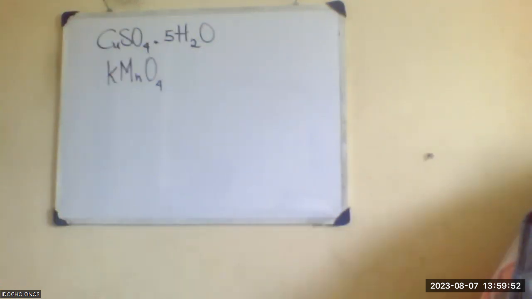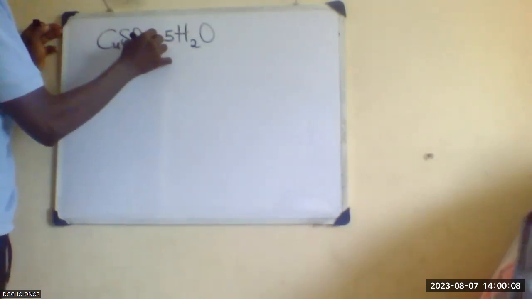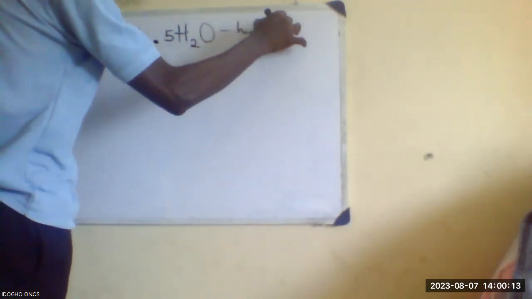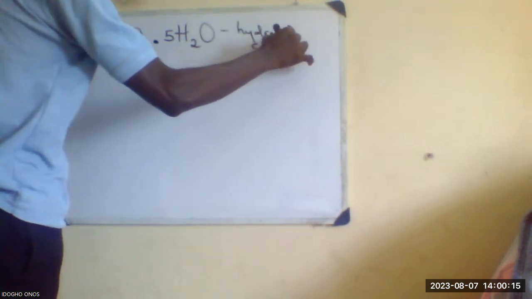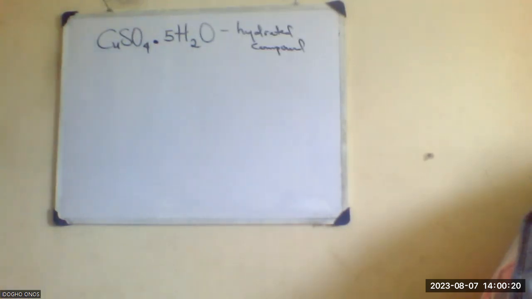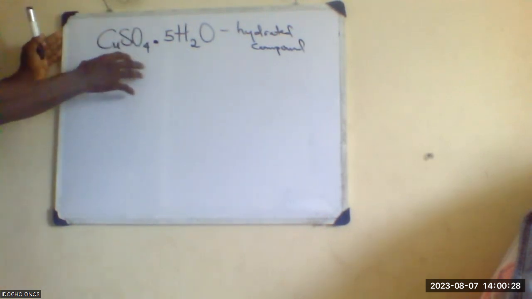This one is different. Copper 2. Okay, copper 2, yes, go on. Tetraoxo sulfate 6. Okay, go on. Pentahydrate. Okay, there's a dot here. This compound is a hydrated compound, hydrated in the sense that it contains water of crystallization. So if you are to name CuSO4 on its own, it's called copper 2 tetraoxo sulfate 6.